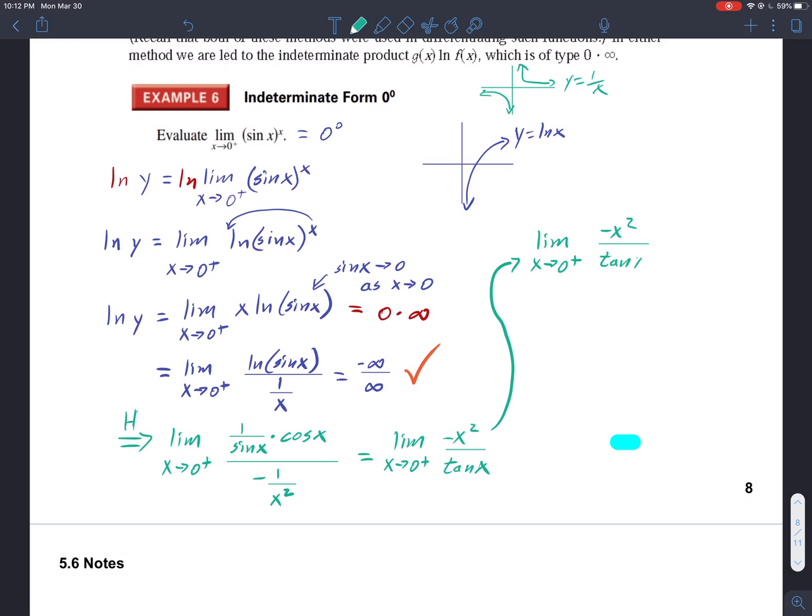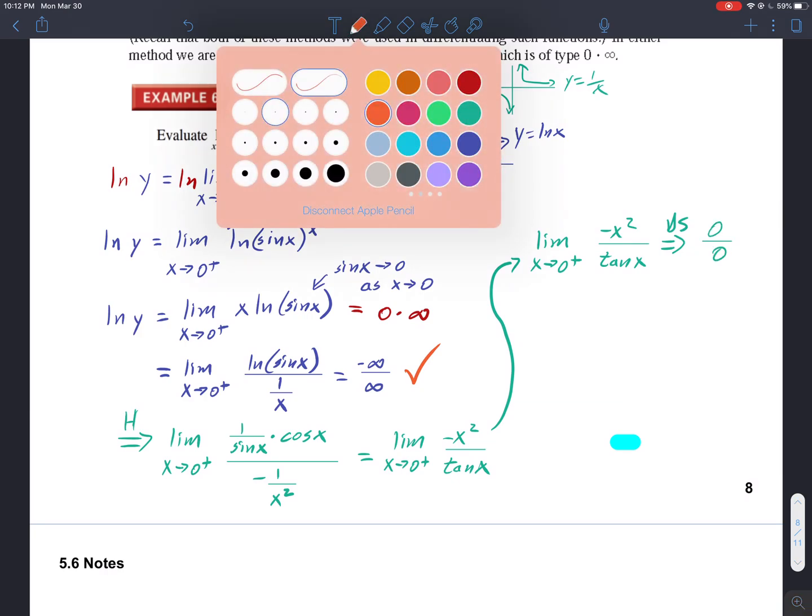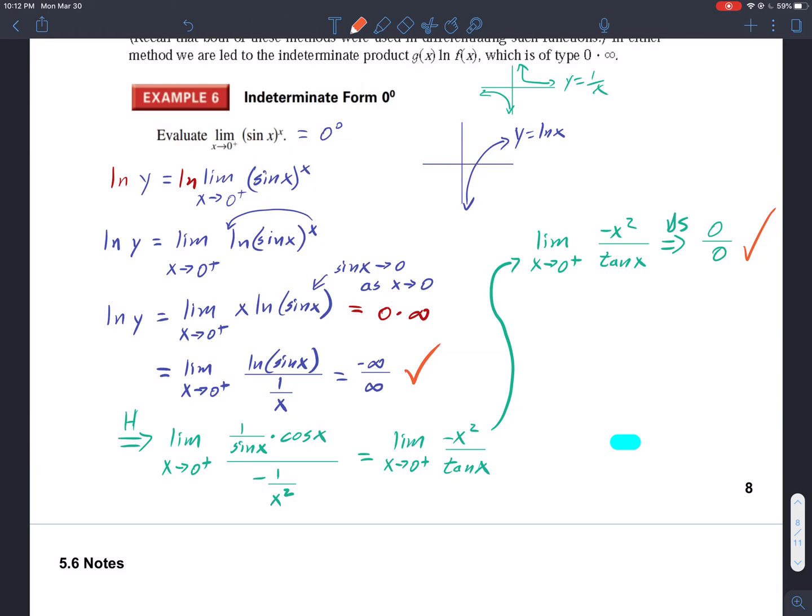Just going to rewrite it here. If I do direct substitution on this, I get 0 over 0. Still an indeterminate form. If you're working this problem on your own, you're going, holy crud, when is this thing going to start to work out? I feel like I've done all this work and I'm not getting anywhere. But the fact is you are. It's getting more and more simple as you go.